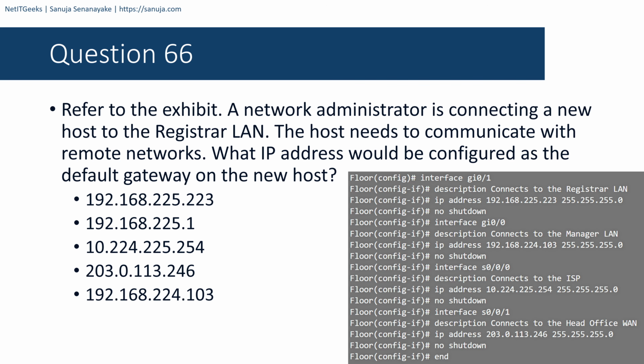Question number 66, again a similar question. Refer to the exhibit in the bottom right hand corner, and this time the network administrator is connecting to the registrar LAN. If you look at the registrar LAN, that's the very top one here. And what would be the default gateway again? That's right, the registrar LAN has an IP address of 192.168.2.5.223 with the 255.255.255.0, and therefore on that network all the hosts should have the default gateway 225.223 because that's what we have here.